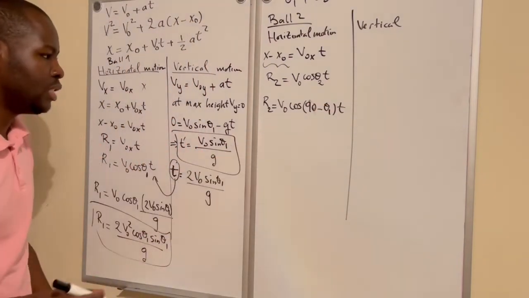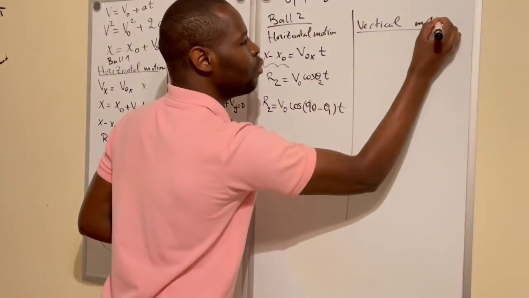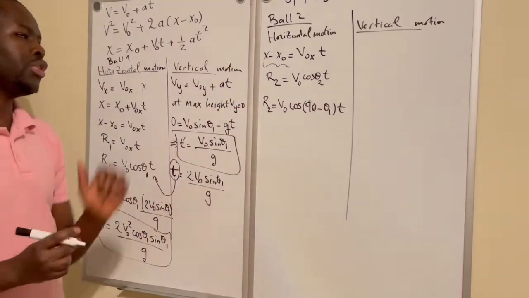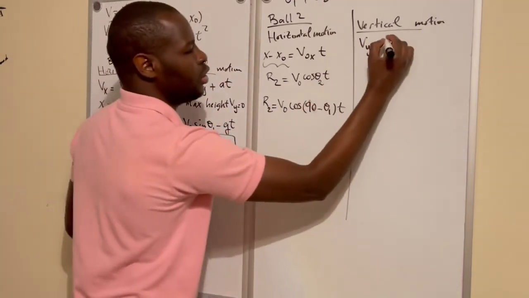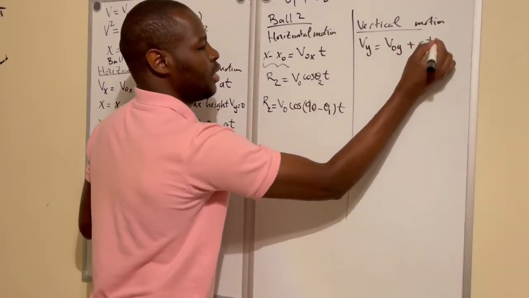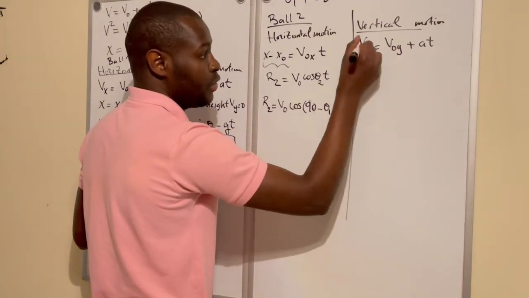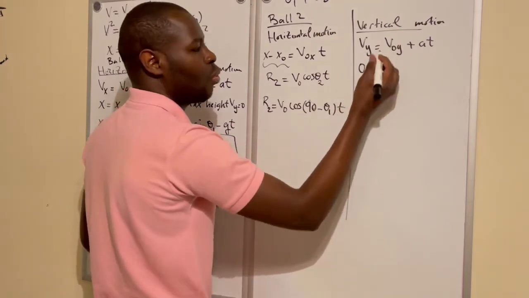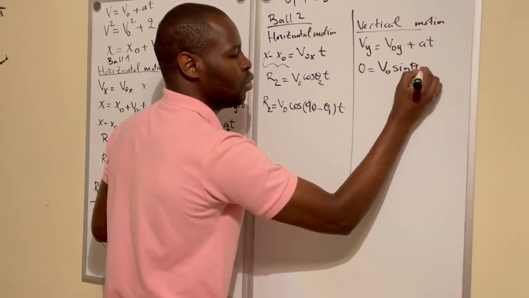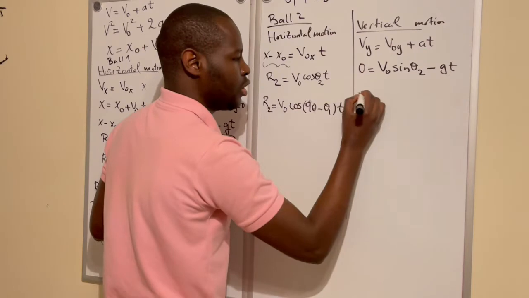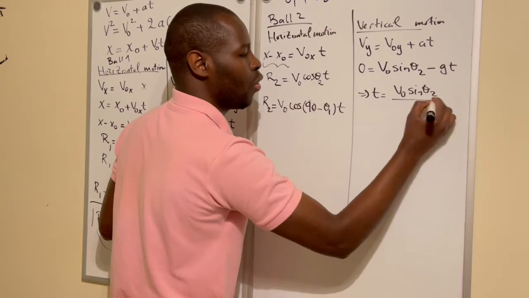Now how do we evaluate the t? We use the same idea here. Again, on the vertical motion, we look at what time ball 2 would reach its maximum height. So Vy equals V0y plus at. Now at maximum height, vy equals 0. Now, V0y will be V0 sine theta 2 minus gt. So we can evaluate t to equal V0 sine theta 2 over g.